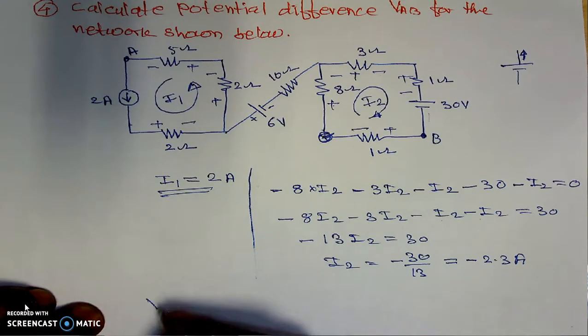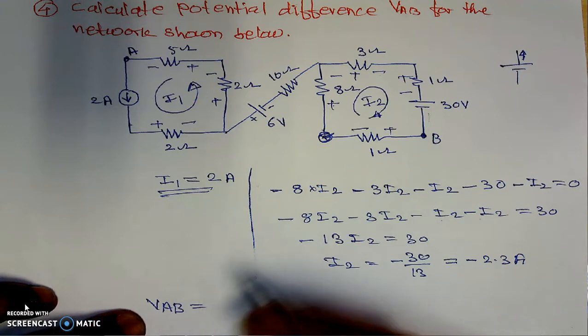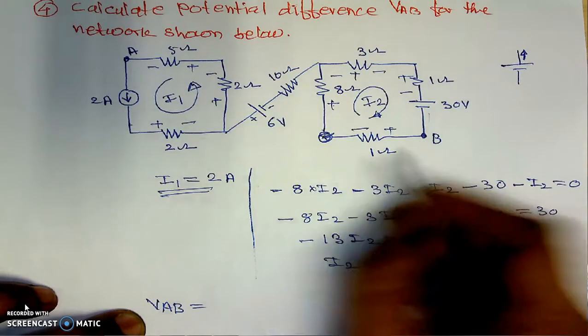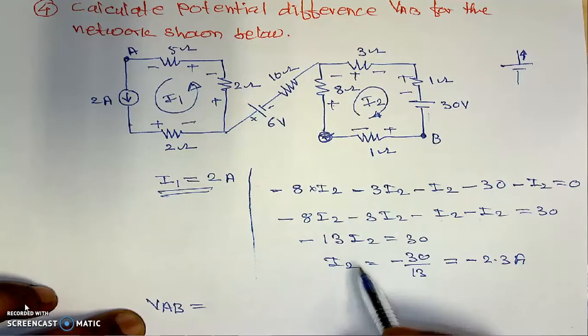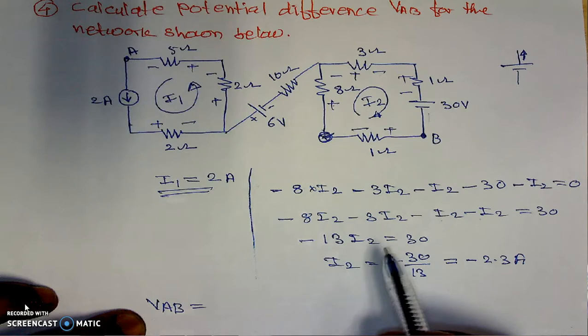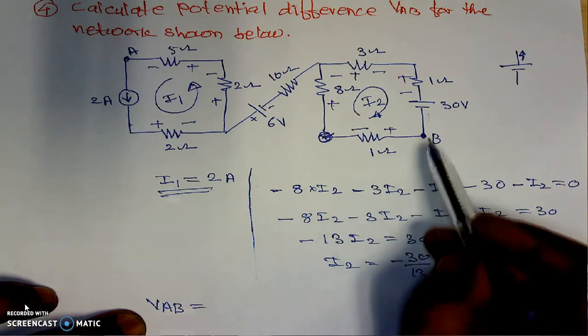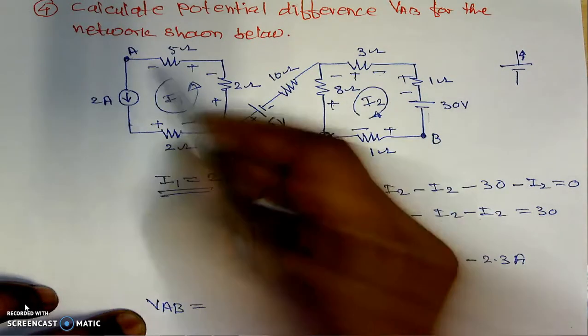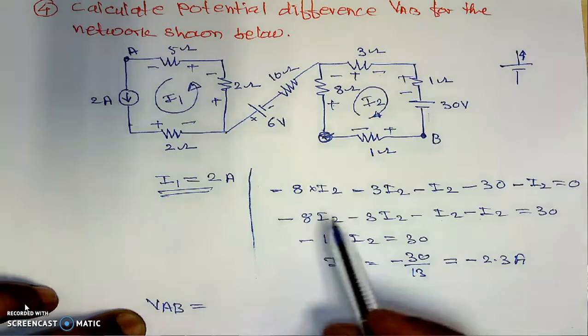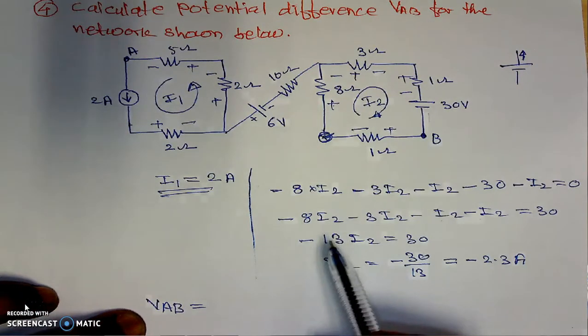VAB. Now we have to travel from the B point towards the A point. This is the B point and we are traveling towards the A point. Now we can use any path. In the previous example, I have not discussed that. If we use this path or maybe this path, use any path. The value of the voltage is always the same. The potential difference between the 2 points is always the same.